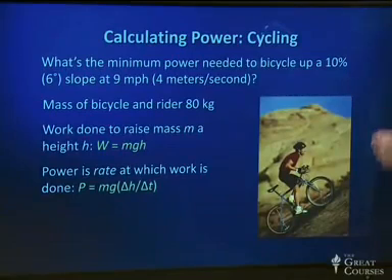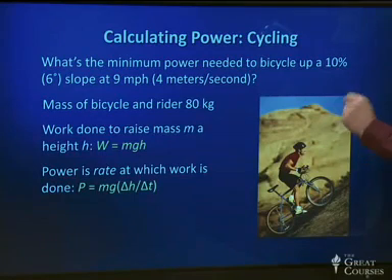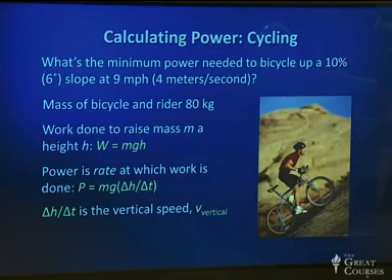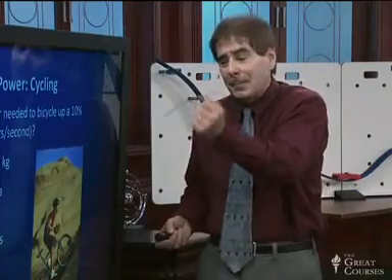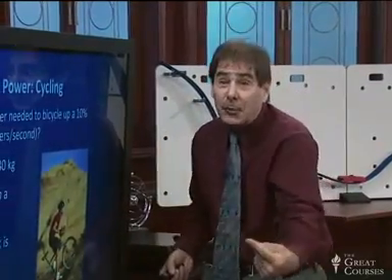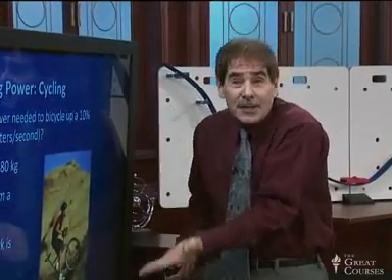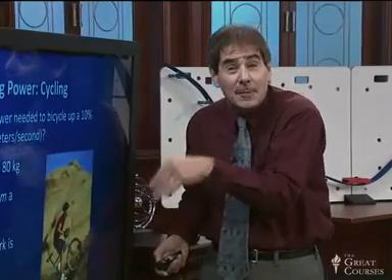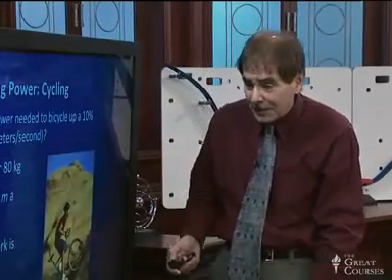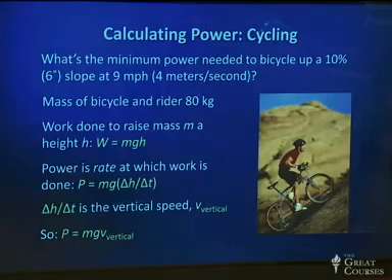It's going to be the rate at which we're raising things up in height. So it's going to be mg times the rate of change of height, delta h, change in height, over delta t, the time involved in making that change. Delta h over delta t is the vertical speed, which I'll call v vertical. It's the rate at which the bicycle is going up vertically. It's not the rate at which it's moving along the road. It's the rate at which it's rising vertically, which is going to be less than its actual speed. So the power is mg times v vertical.